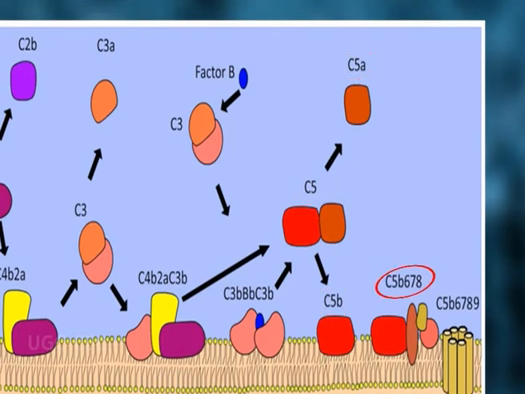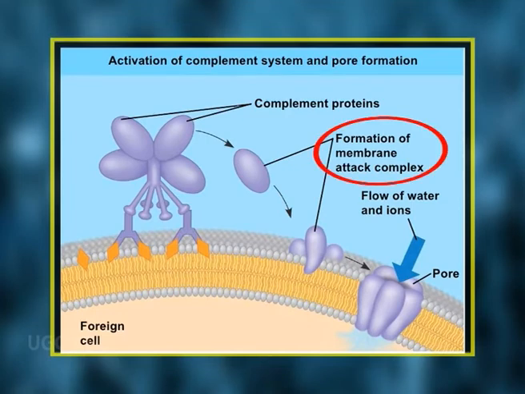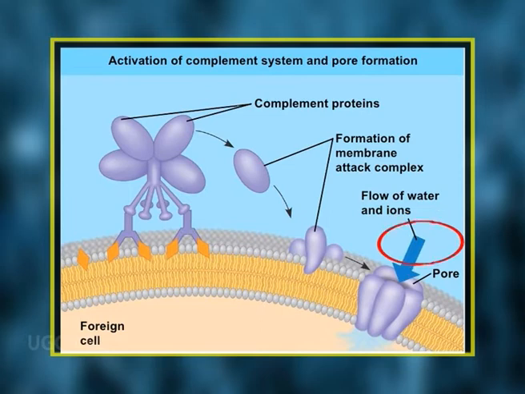C6 and C7 rapidly bind to the C5b, forming the C5b67 unstable complex, and once it becomes attached to the membrane, it becomes stable. The addition of C8 and C9 results in the formation of the complex C5b6789, which is called the membrane attack complex or MAC. This complex creates the pore in the target membrane and helps in the lysis of the cell.